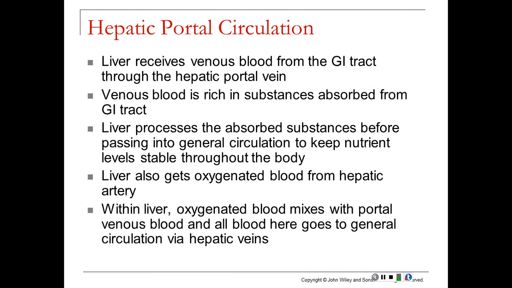The venous blood is very rich in whatever has been absorbed from the GI tract. And the liver is going to process those absorbed substances before allowing them to continue on throughout the body. The liver is also going to get oxygenated blood from the hepatic artery. Within the liver itself, the oxygenated blood is going to mix with the portal venous blood, and all the blood there goes to the general circulation via the hepatic veins.